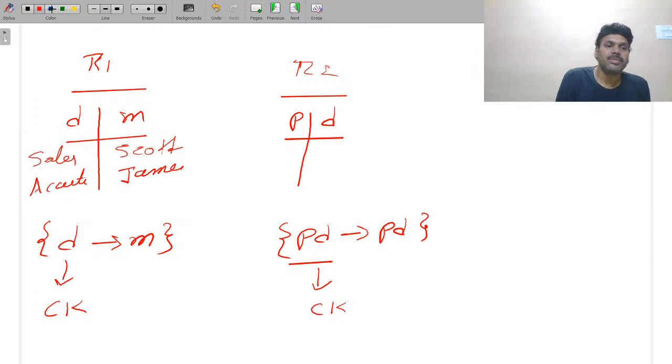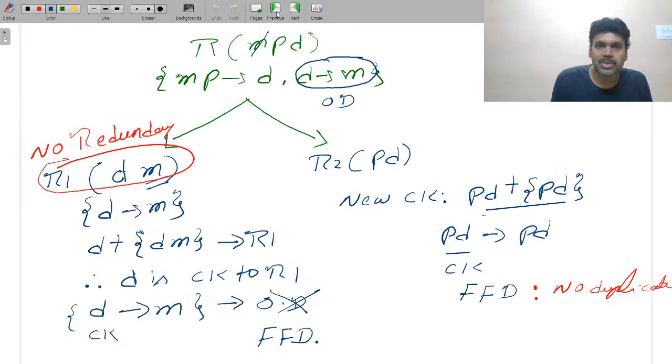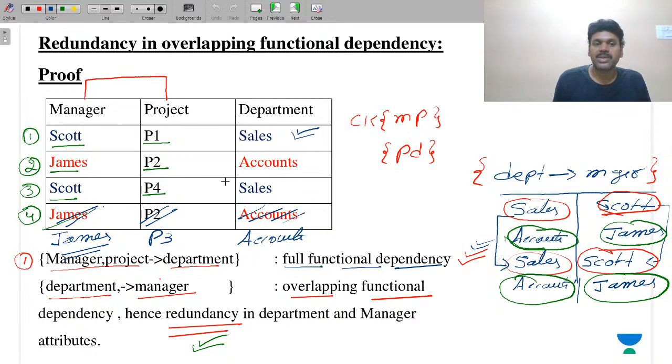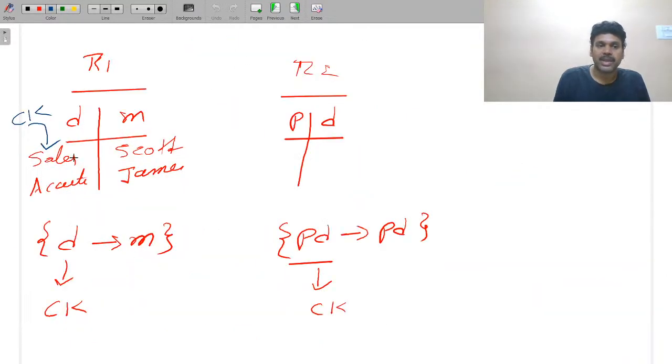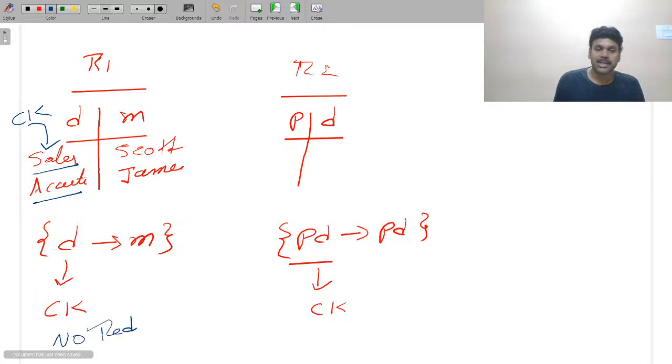We don't write one more entry. Sales will not come once again as this is the key. Accounts will not come once again as this is a key, because otherwise the other two tuples are the same. You would get accounts and sales, James and James. So we don't want that. So therefore, you cannot enter duplicates in that. Finally, we will understand what? No redundancy in this.